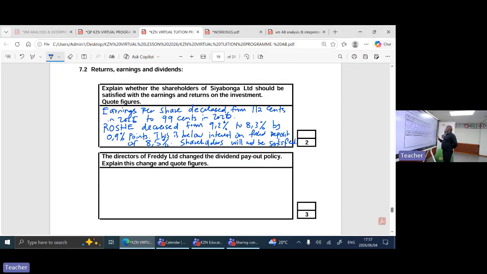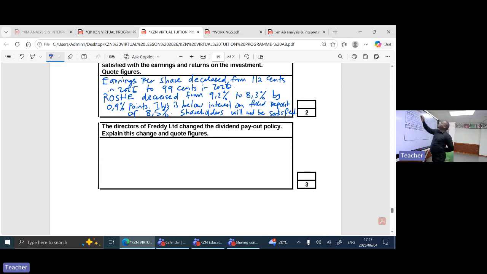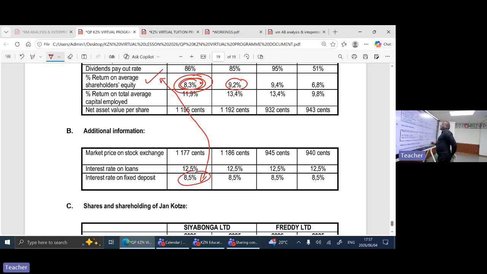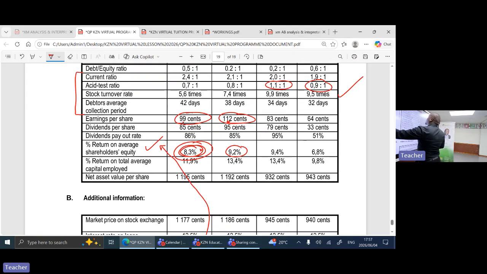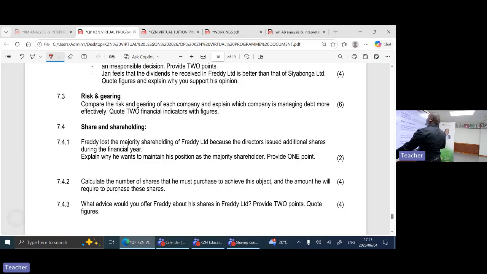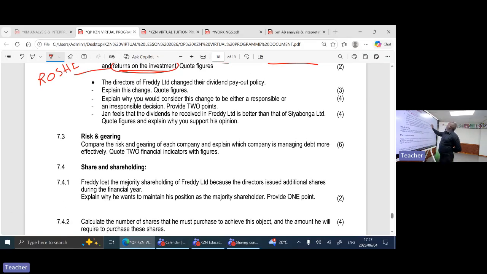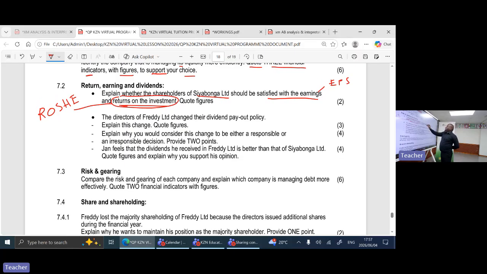But in our business, they are getting about 8.3% on their investment. Right. The next question on this one is asking us to explain. The question there was this one. Okay, now we are here.